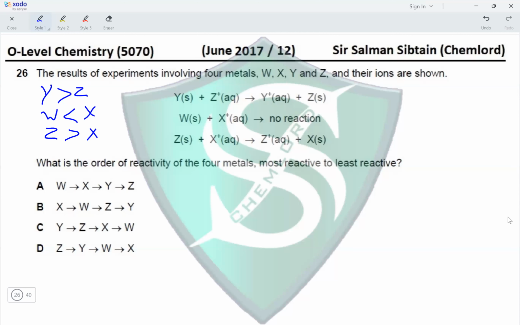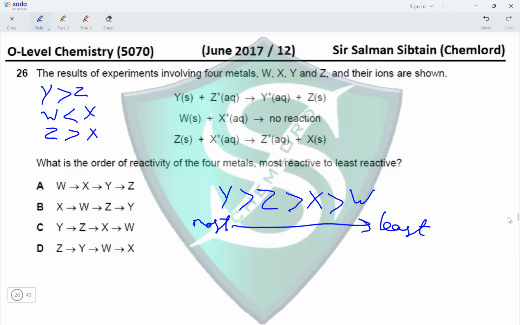So now we can arrange them in order of reactivity, because what is asked is the order of reactivity of the four metals, most reactive to least reactive. So Y is more reactive than Z, which is more reactive than X. And W is less reactive than X. That means X is more reactive than W. So this is the order of reactivity from most reactive to least reactive. This order is found in option C, making C the correct option for this question.